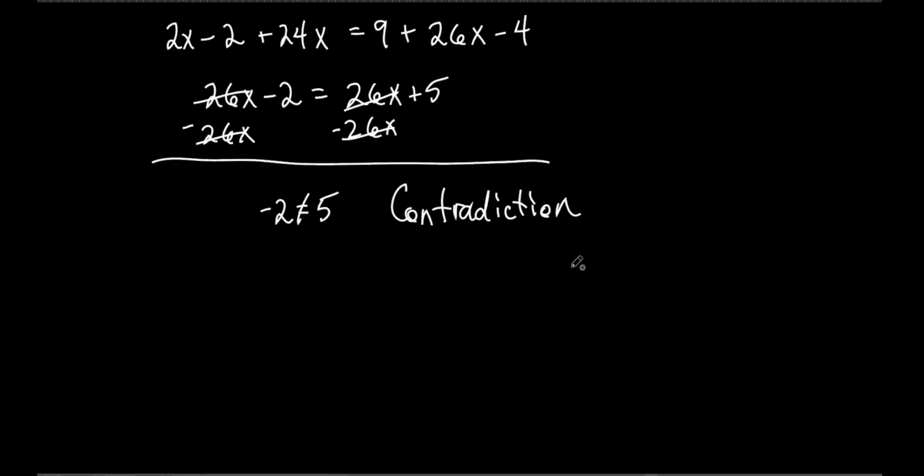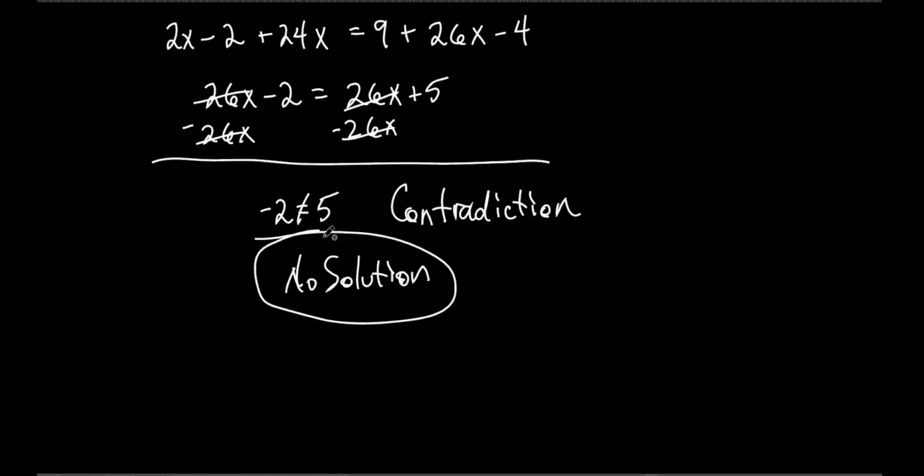Well, it's not really the word contradiction. That's not your answer. You just say no value, or we say no solution. So that would be our answer. No solution. So this is what I would circle as the answer. You see the difference between this and the first one? The first one is every single number works because the left side is exactly equal to the right side.